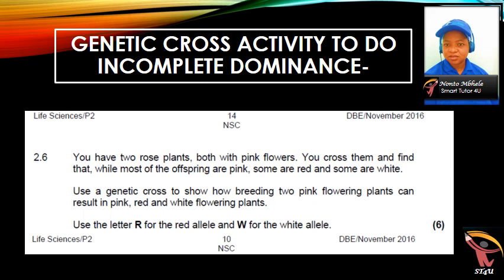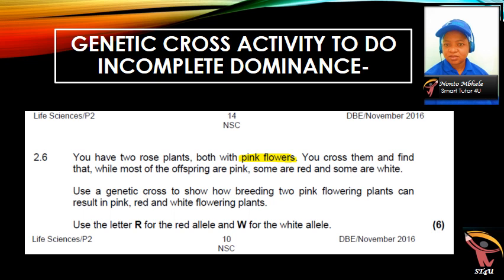Okay, let us now mark our activity that we had to do about incomplete dominance. The question was, you have 2 rose plants, both with pink flowers. Remember, the color pink is an intermediate color. You cross them and find that while most of the offspring are pink, some are red.